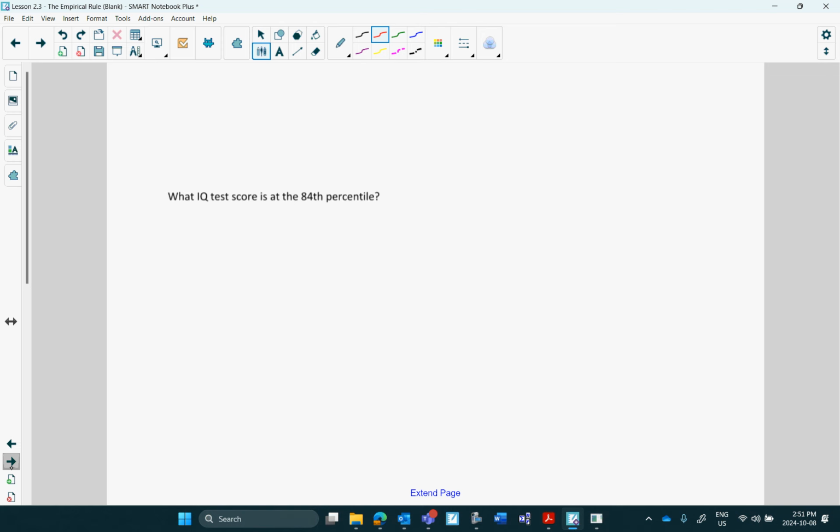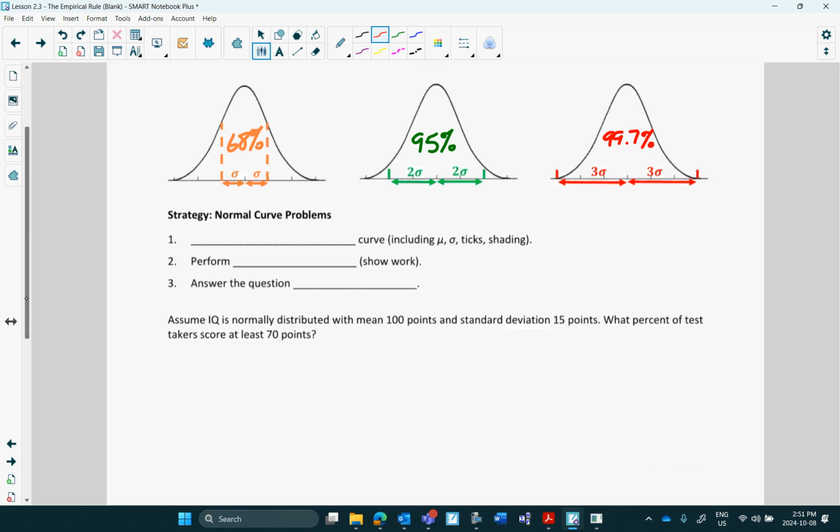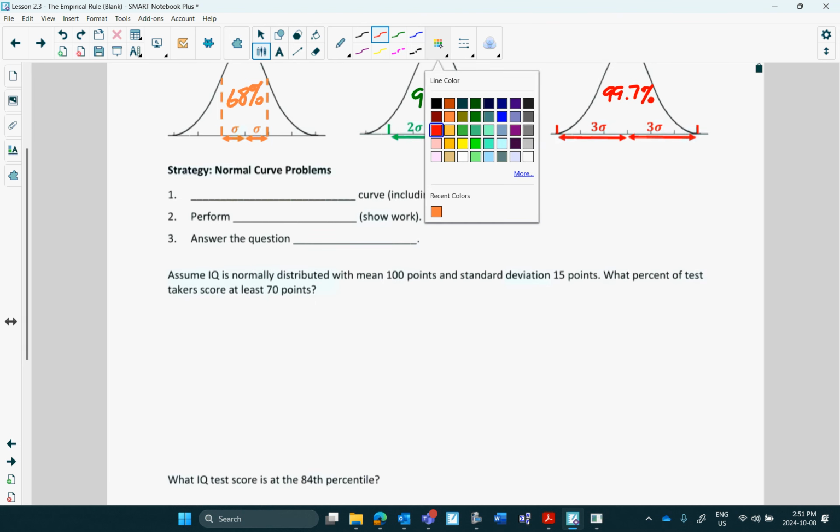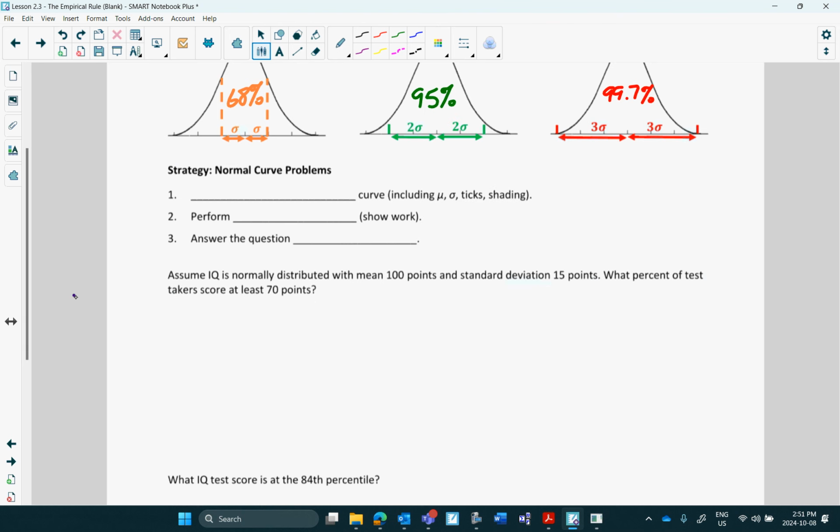So when we do problems that involve normal distributions, what we want to do is we want to draw and label a normal curve. And remember these symbols. Mu means population mean, and sigma means standard deviation.